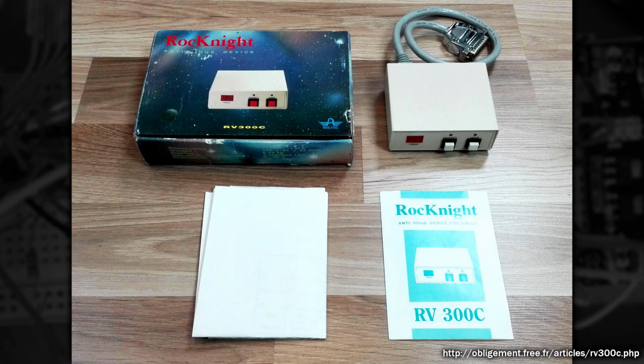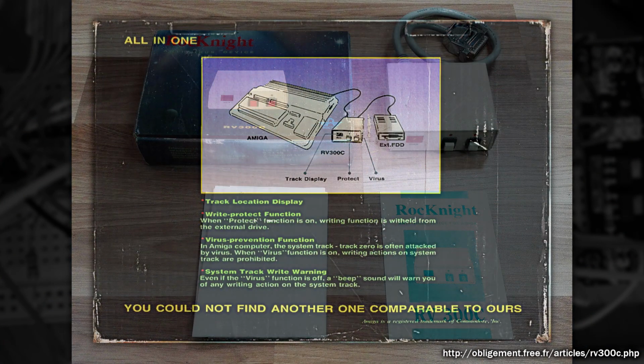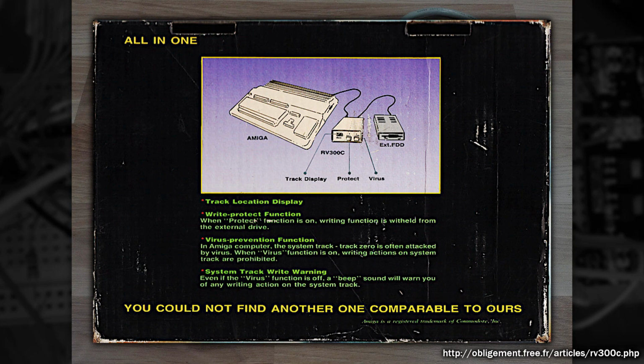Anyway, as mine didn't come with a box, I've decided to have a look online and I've found these photos of what you should have got. Not much, as it happens. The main device and a few bits of paper. The back of the box is quite interesting though, as it gives us a little bit more information about what the device actually does, which looks like it can force all discs to be write protected or just protect track 0 where the bootblock is. It can also make a beeping sound if you try to write to track 0.